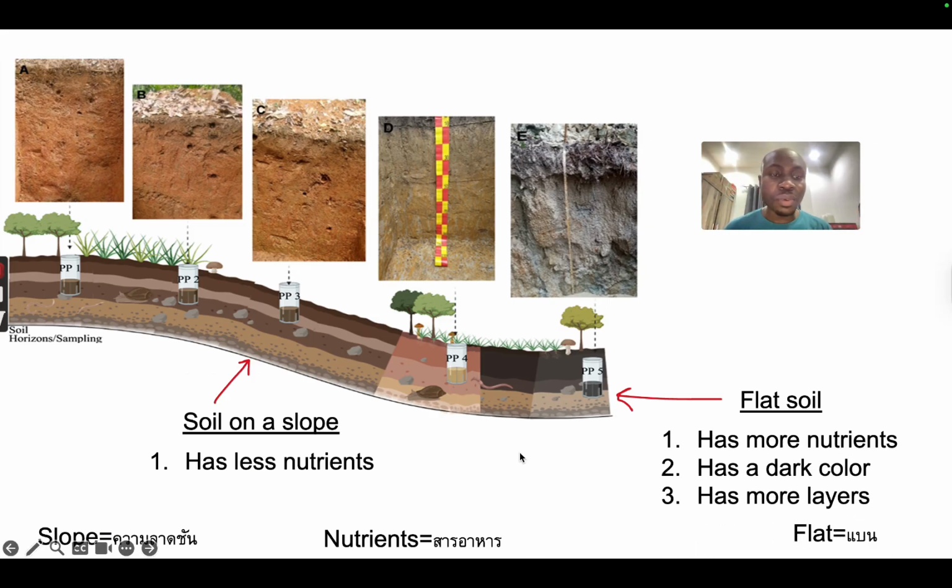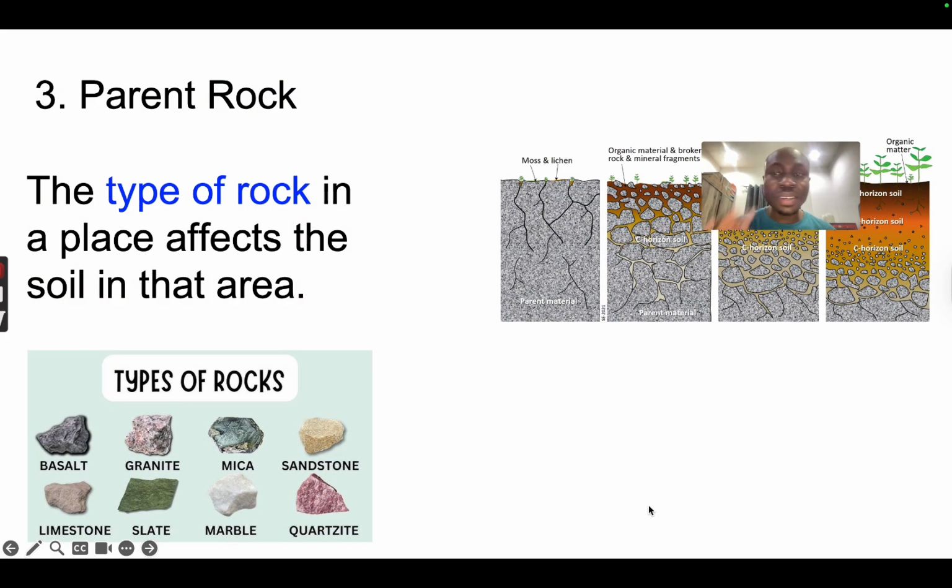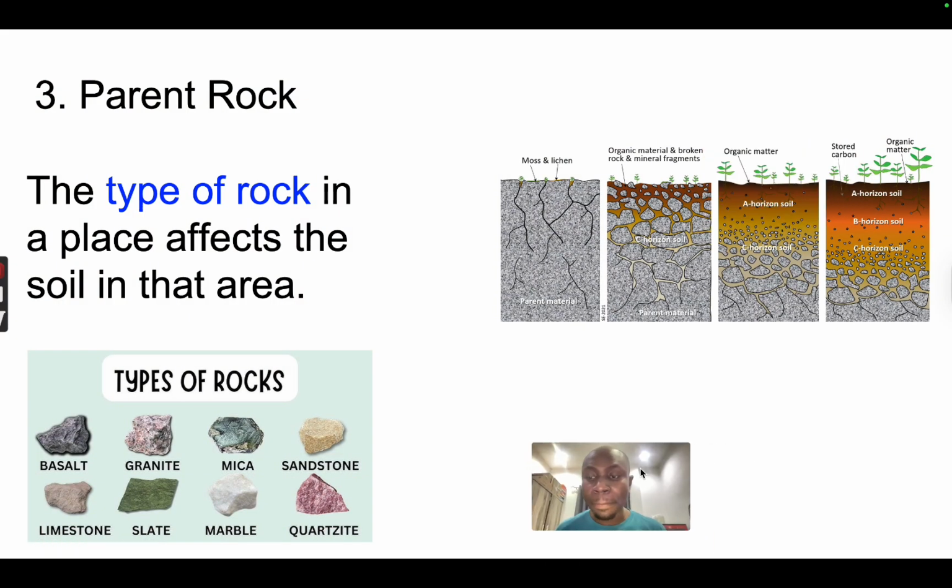Okay, what about the flat soil? They usually have more nutrients, they are darker in color, and they have more layers. Okay, the third one is the parent rock. The different types of rocks can break into smaller rocks to form the soil in the area. So the type of rock can affect the soil.